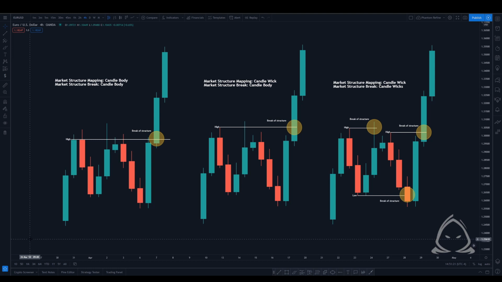And again, one last thing to stress, always keep in mind what the higher time frame is doing. Don't get lost in the noise on the lower time frame charts. And the final bit of importance is what happens after we break structure. Do we retrace back in, or do we continue on the trend?